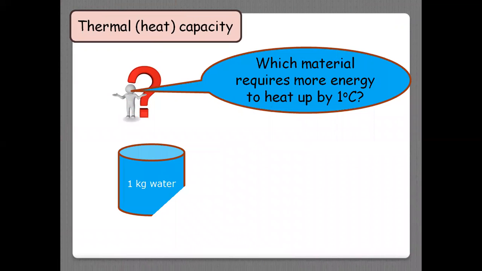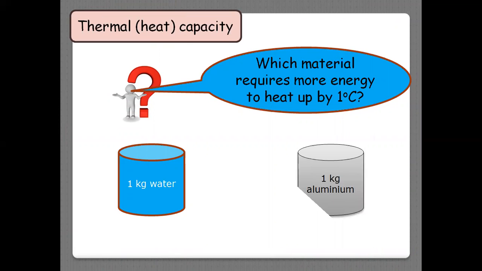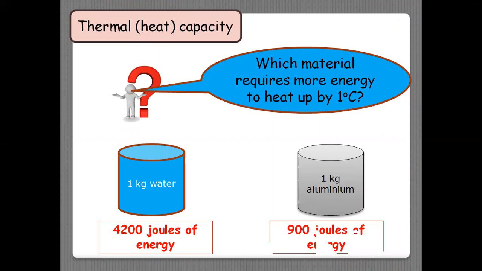Now, as you see here in this slide, we have 1 kilogram of water, and also we have 1 kilogram of aluminum. Now, the question is, which material requires more energy to heat up by only 1 Celsius? 1 kilogram of water or 1 kilogram of aluminum? After doing the experiment, the 1 kilogram of water needs 4,200 joules of energy, and 1 kilogram of aluminum needs 900 joules of energy to raise its temperature by only 1 Celsius.